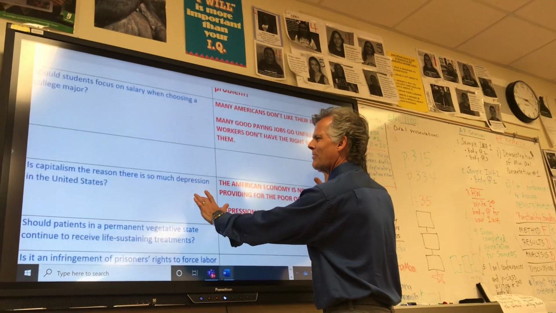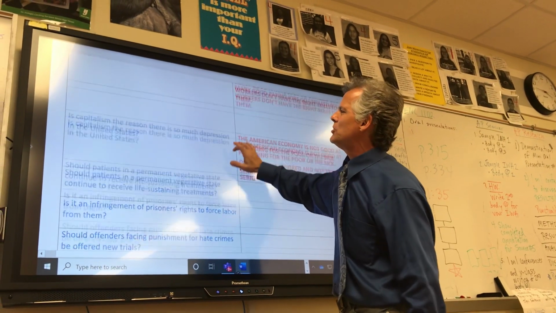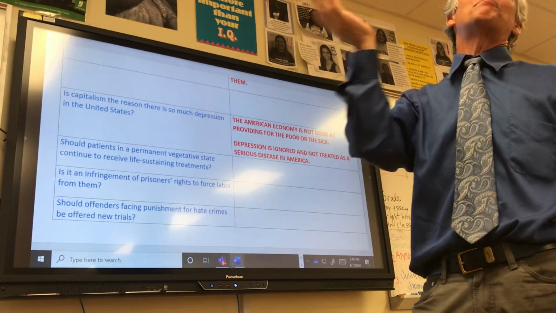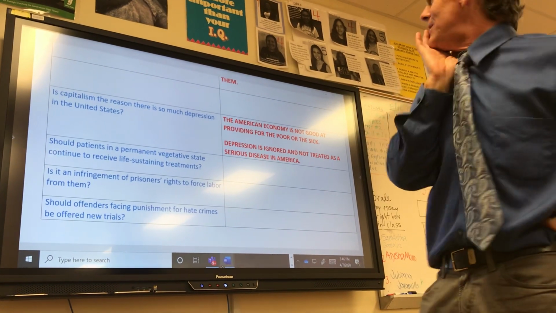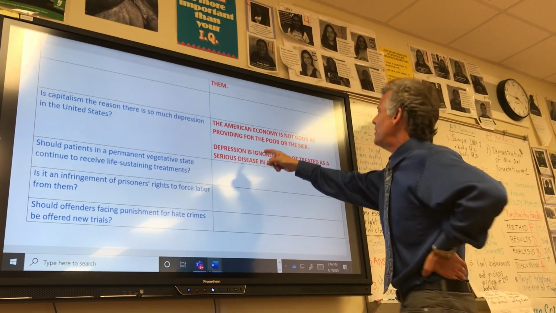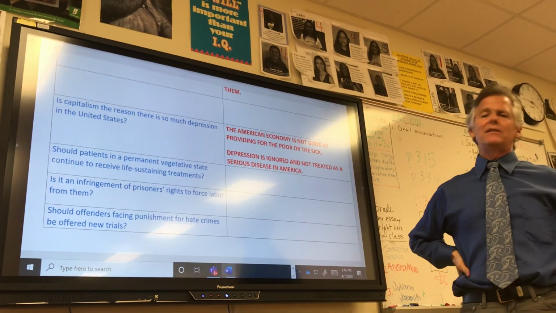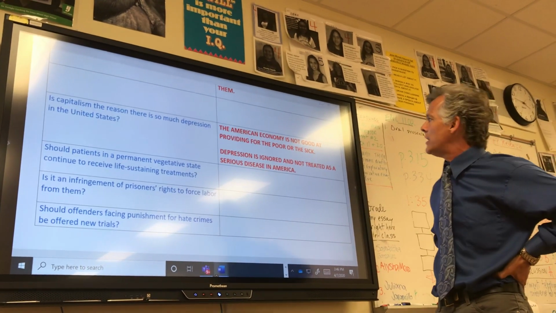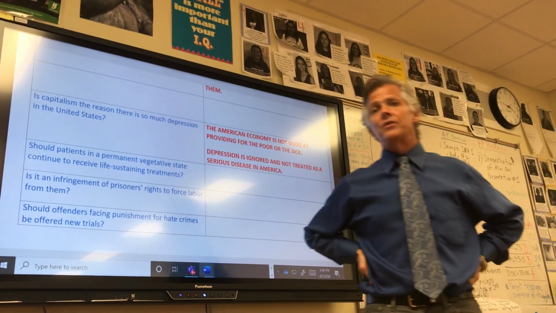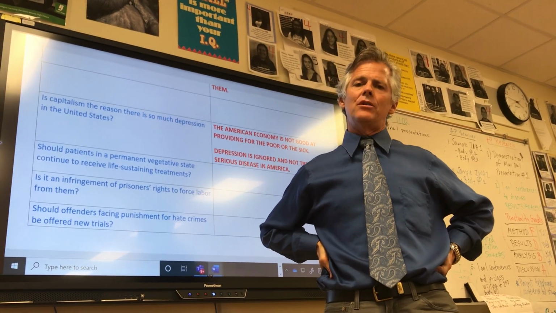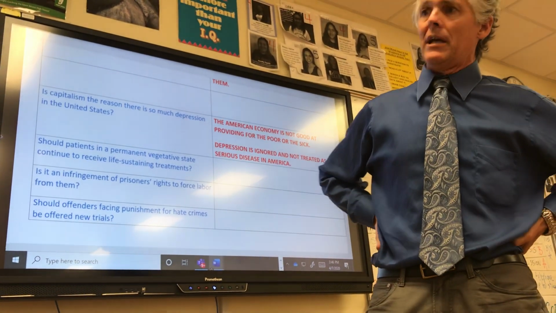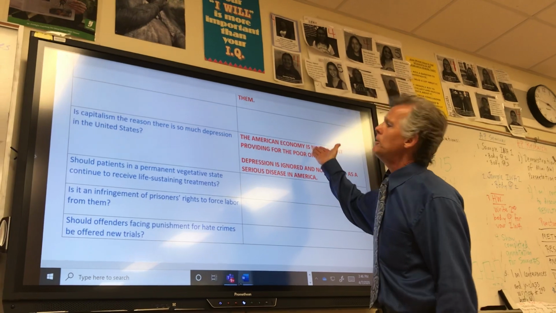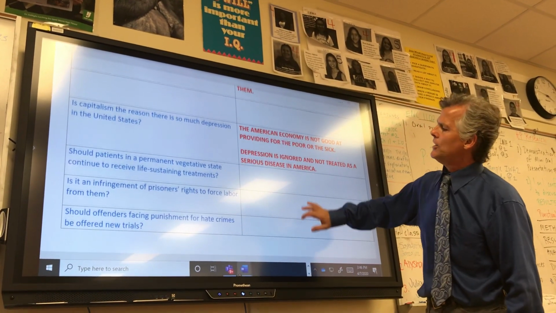Here's another one. It says, is capitalism the reason there's so much depression in the United States? Now, that's a great question, but I'm not sure. What could the problems be related to that? And then when I started thinking, I'm like, well, depression is ignored and not treated as a serious illness in America. That's a problem. Here's another one. The American economy is not good at providing for the poor or the sick. We can see that now during this coronavirus, where many businesses, in order to survive, are having to fire all their workers. So this is definitely a problem related to this question right here.